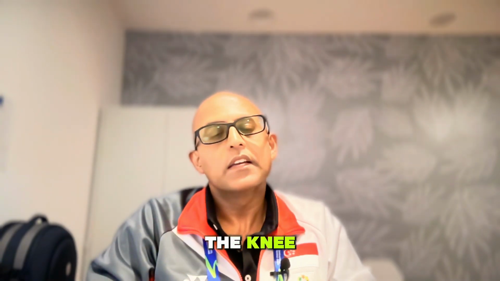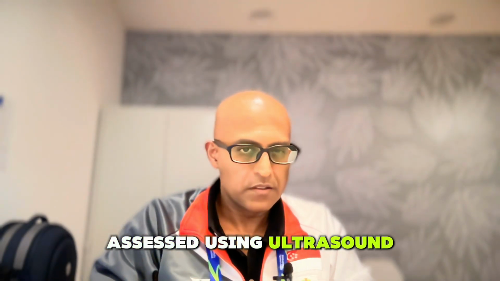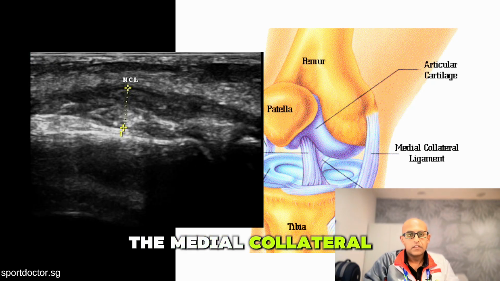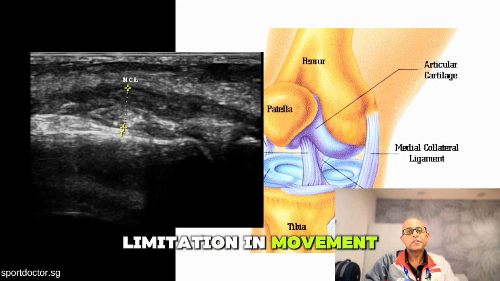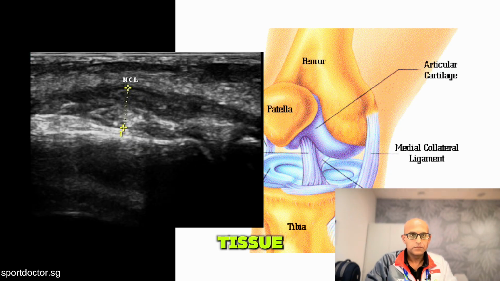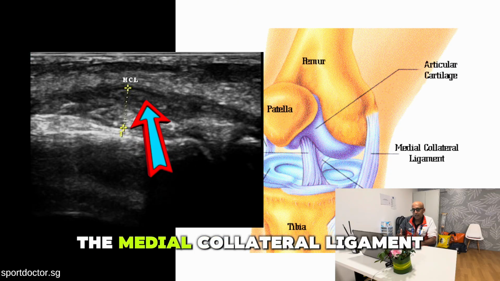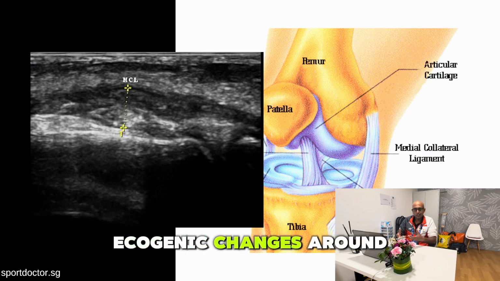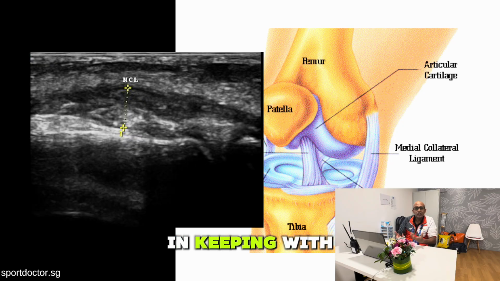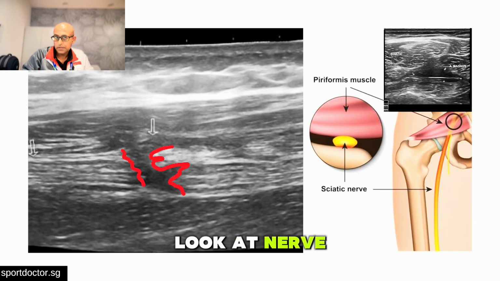Superficial ligaments of the knee can be readily assessed using ultrasound as well. The medial collateral ligament is commonly injured through valgus stress in sport, and it can cause significant pain, limitation in movement, and even swelling in the soft tissue. In this image, we can see the medial collateral ligament. And remember, there are two components to the medial collateral ligament, the superficial and deep. In this situation, we can see that there is hypoechogenic changes around the medial collateral ligament in keeping with a disruption of it.